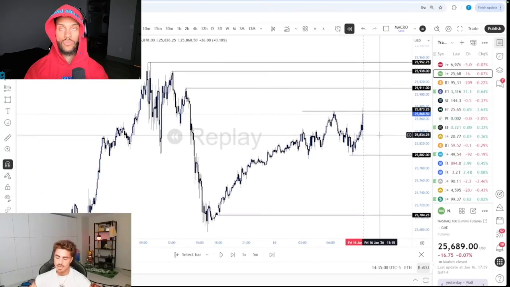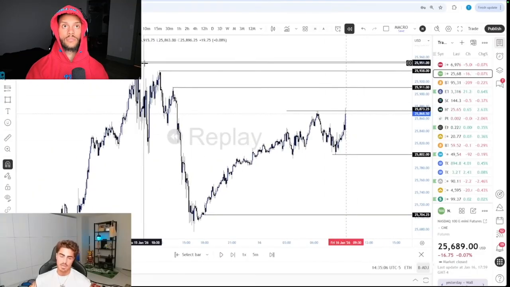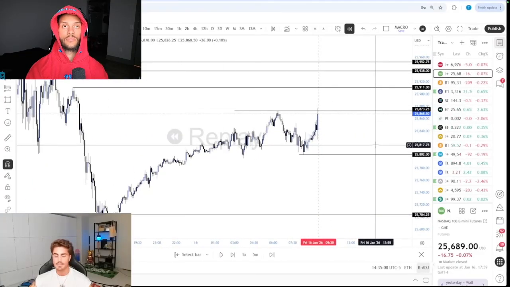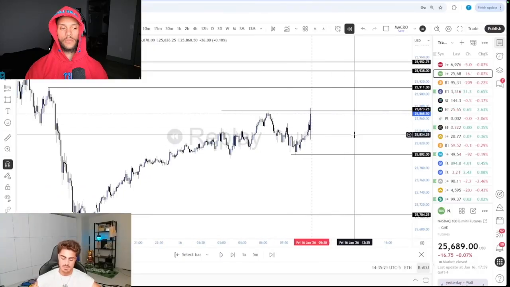So the first two things is I establish my bias, okay? So my bias today is bullish. I'm looking at all of these highs here, all right? The second thing that I do is identify the key draws on liquidity. Now again, what are draws on liquidity? Areas where price has the potential to fill orders, okay, to cause reversals, right?